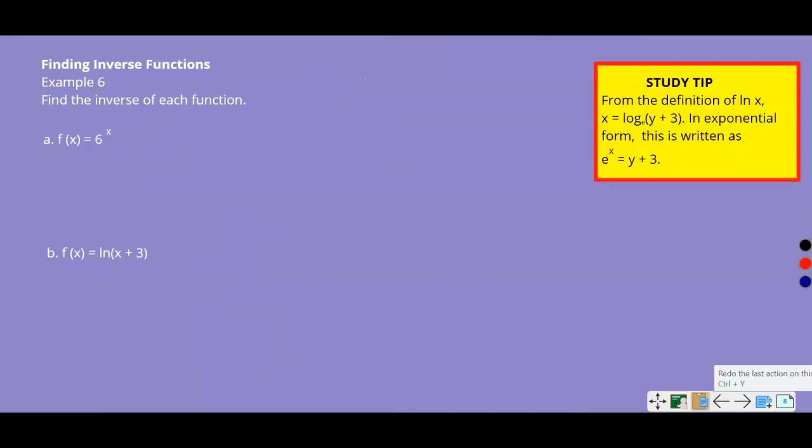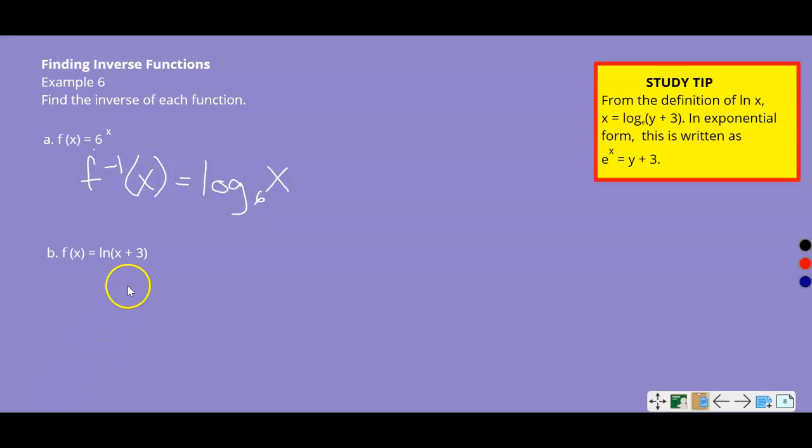Example 6, finding inverse functions. Find the inverse of each function. So A part says f of x equals 6 to the x power. So we can use the definition of logarithm to simply rewrite this as the inverse. So we can say f inverse of x, that's our y value, and that's going to equal log, we can see that our base is 6, of x.